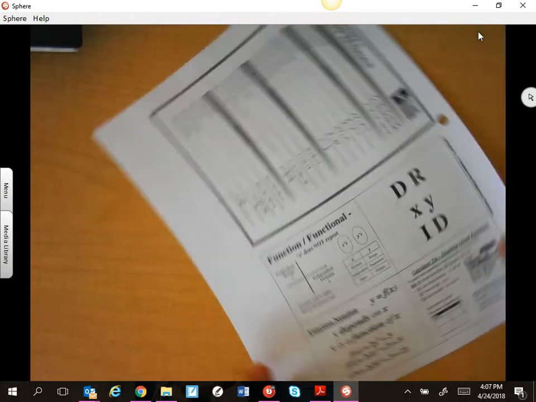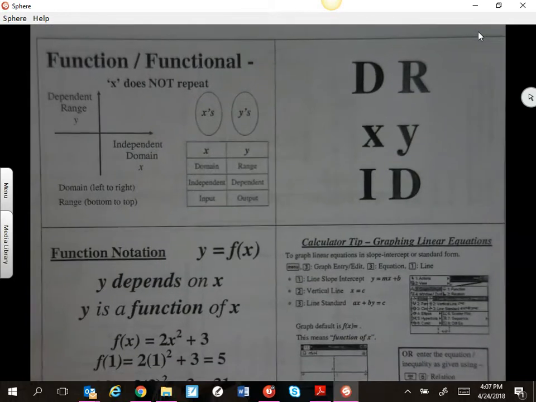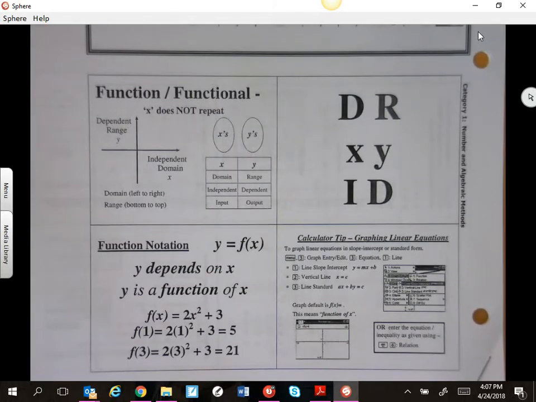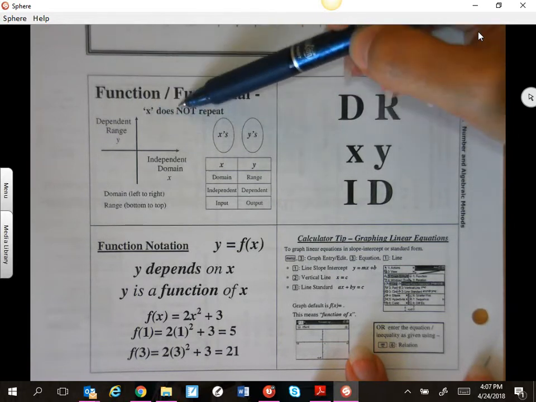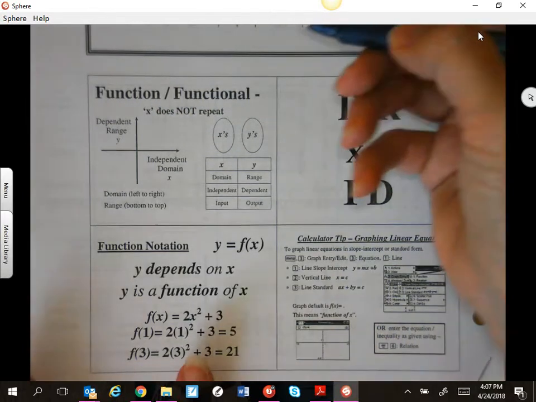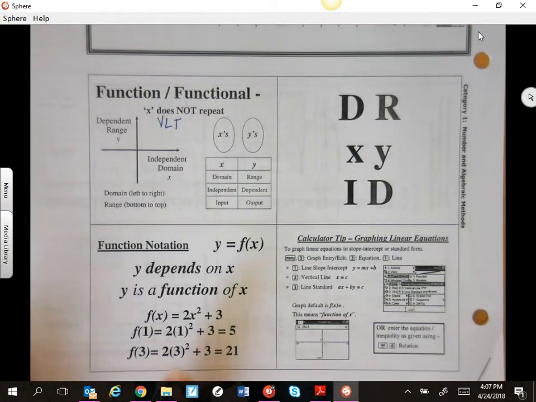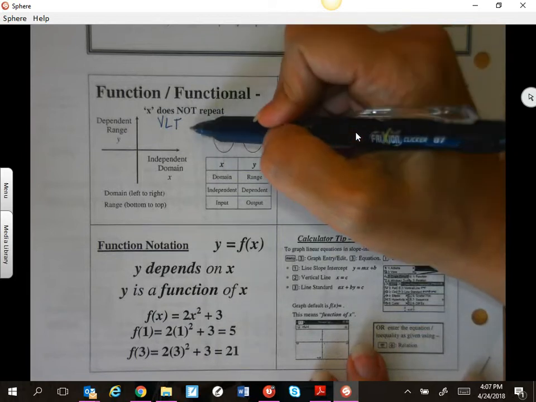On this first piece for Category 1, it talks about functions, domain and range, y depends on x, function notation, and I want to go through a couple of things for you to remember. If I say function, you have no repeated x's. Also on a graph, you have the vertical line test, where if you draw a vertical line, it will only touch the graph one time.